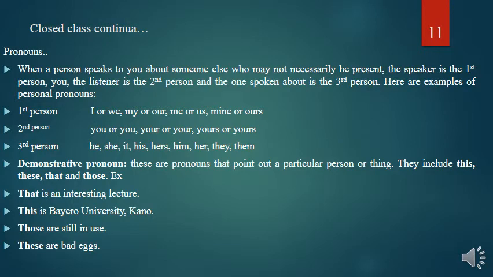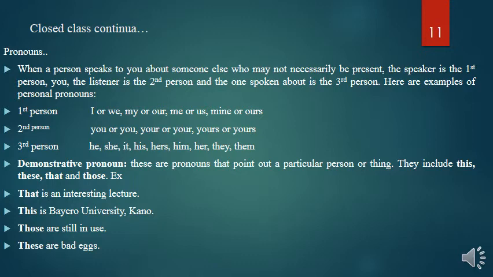Pronouns speak to you about someone else who may not necessarily be present. That is why the person you are talking about might not be around. So when you are talking about that person, he is the third person. The speaker is the first person, you the listener is the second person, and the one spoken about is the third person. Here are examples of the personal pronouns.